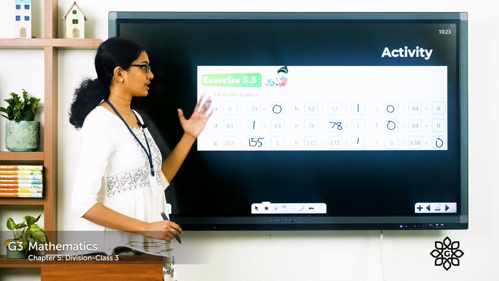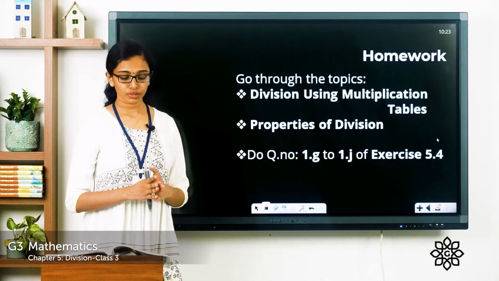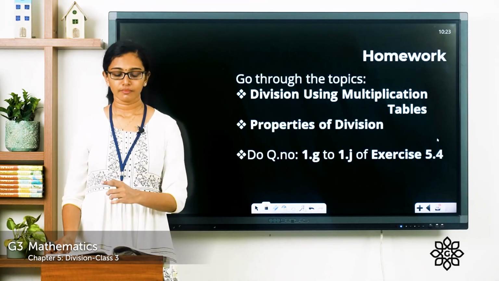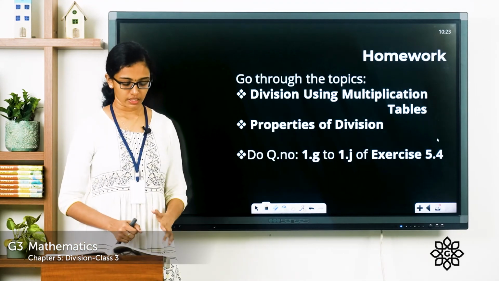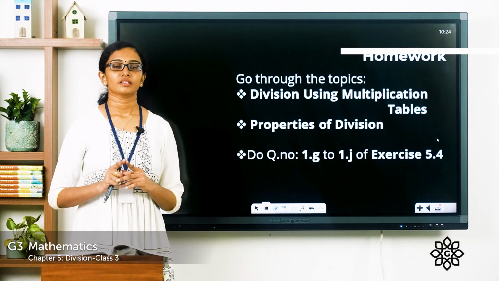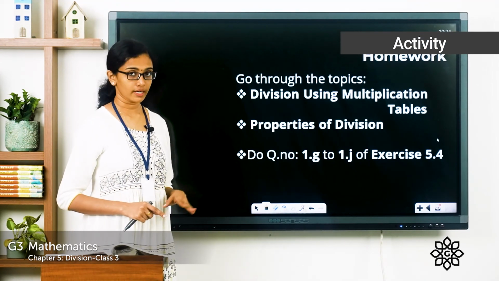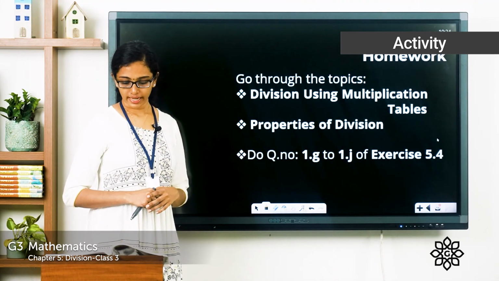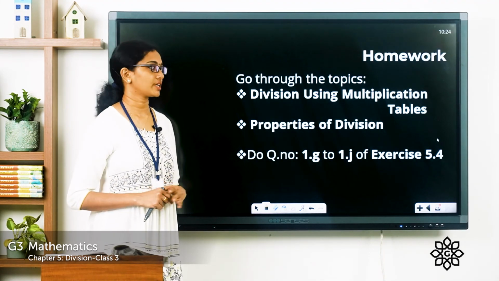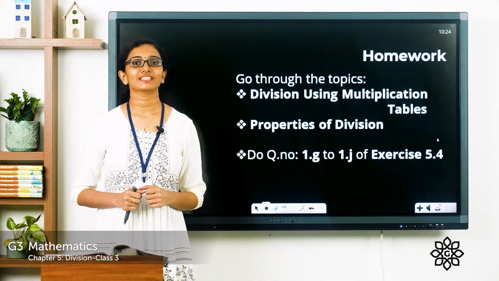I hope you have done all these questions correctly. Now, you have to go through the topics division using multiplication tables in page 71 and the properties of division in 72 once again. Then move on to exercise 5.4, which is in page number 71. You have to complete the questions 1G, 1H, 1I and 1J. And once you are done with that, please do take a picture and send us through Teams.